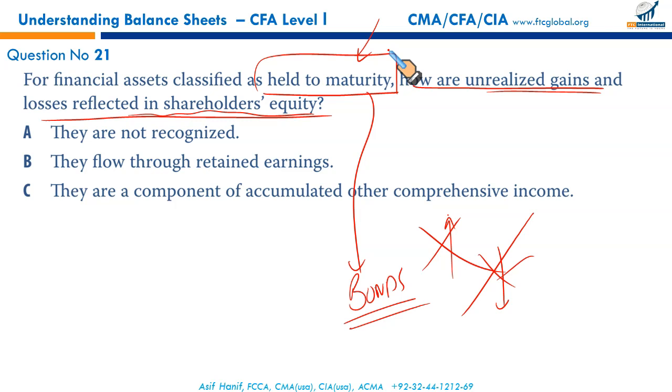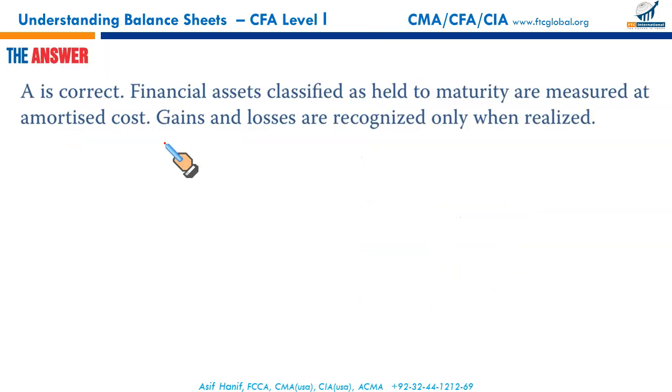The organization has a positive intention to hold on to them till they mature. So they are reported at amortized cost, and their fair value may go up and down. Any change in the unrealized gains and losses or fair value is not recognized. Remember, they are reported at the amortized cost, and any fair value change is not recognized. That makes A the correct option.